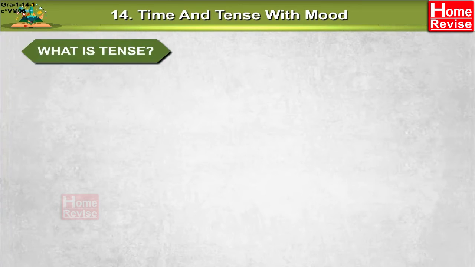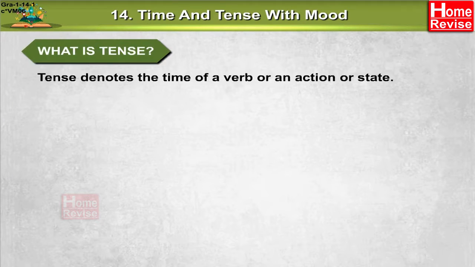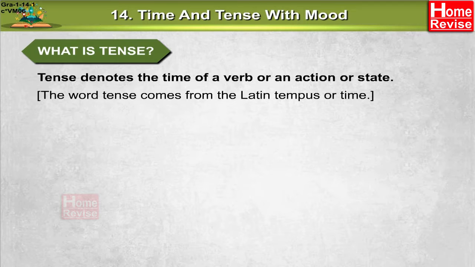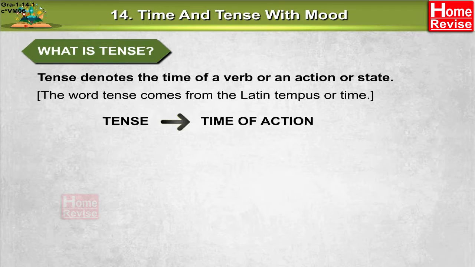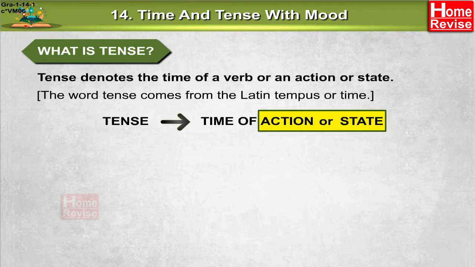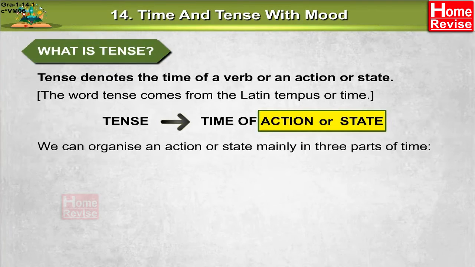What is tense? Tense denotes the time of a verb or an action or state. The word tense comes from the Latin tempus, or time. Tense means time of action or state. We can organize an action or state mainly in three parts of time.